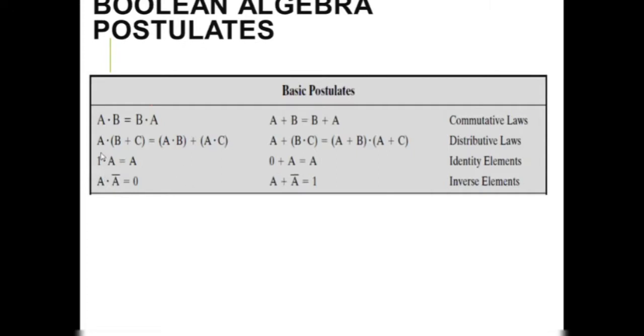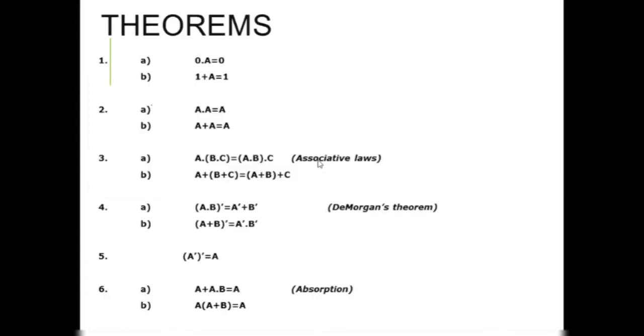So you know when it's AND with 1, the value does not change. When any variable is ORed with 0, the value also does not change. So those are identity elements. And the inverse elements, you know, when you are ANDing with the inverse element, you get 0. And when you are ORing with the inverse element, you get 1. Okay. So those are the basic truths which we believe. So those are the postulates.